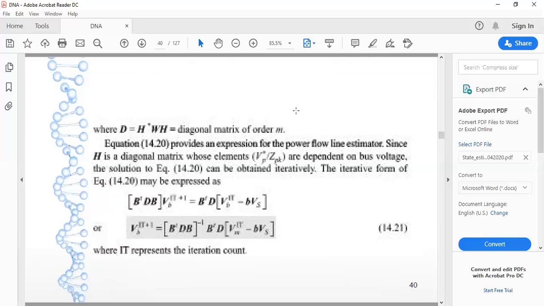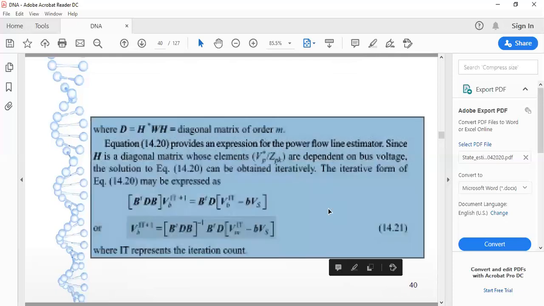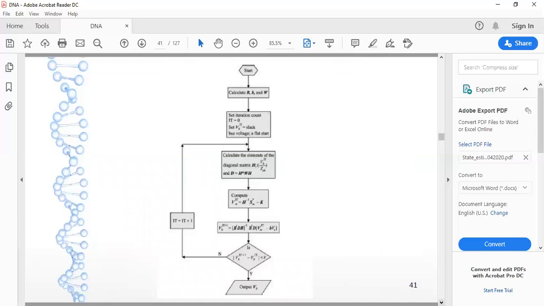Secondly, the value of H will also remain constant. So after getting the result for the first iteration, you will find the value of the others very easily. You only need to find the value of the first iteration, and then most of the constants will remain as they are. Only the updated value of the bus voltage you have to take care of.